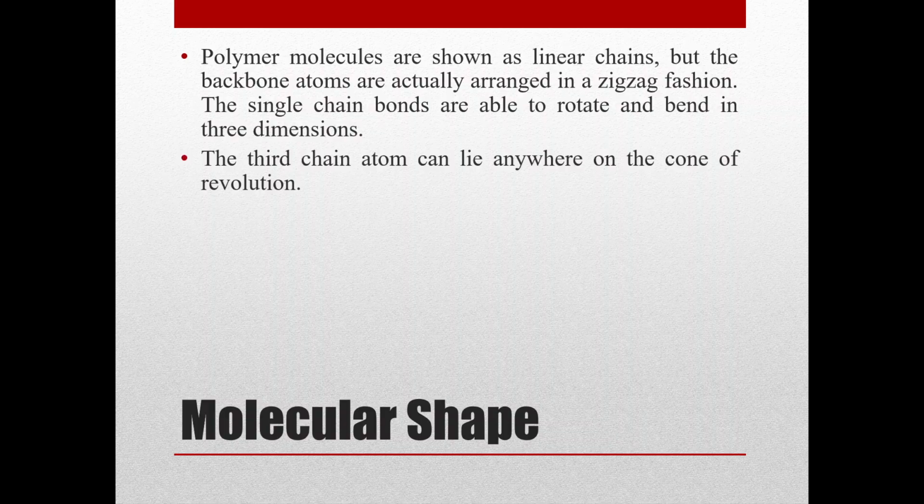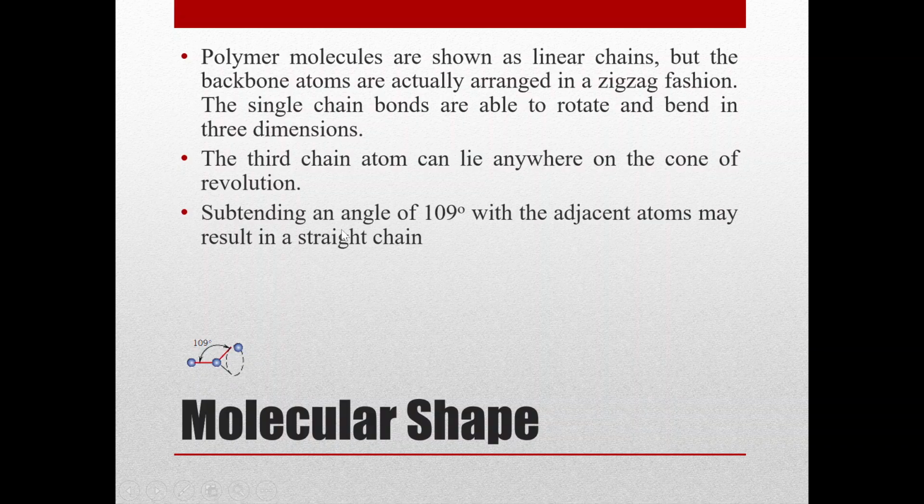The third chain atom can lie anywhere on the cone of revolution. As one can see, if just two carbon atoms are bound like this, then the third carbon atom can lie anywhere in this cone of revolution, this dotted line, anywhere in space, subtending an angle of say 109 degrees with the adjacent atoms. Only in one case can we have a straight chain as shown here, where the carbon atoms are arranged in a linear fashion.